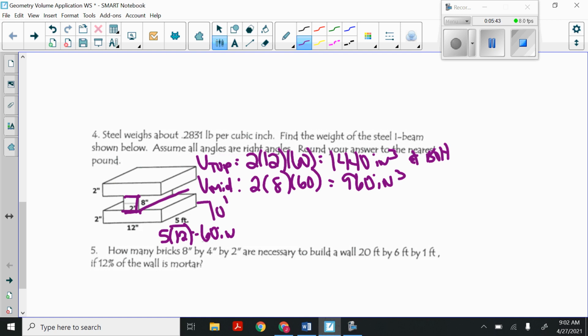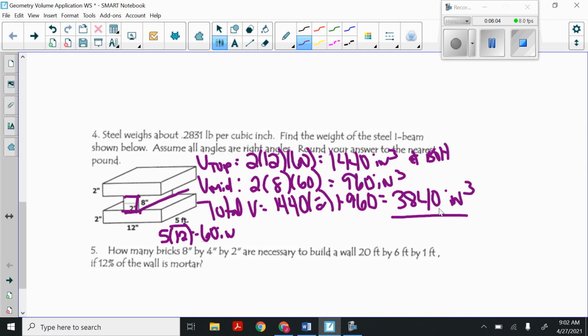So we want our total volume, which is going to be 1440 times 2 plus 960. So 1440 times 2 plus 960 gets us 3,840 cubic inches.